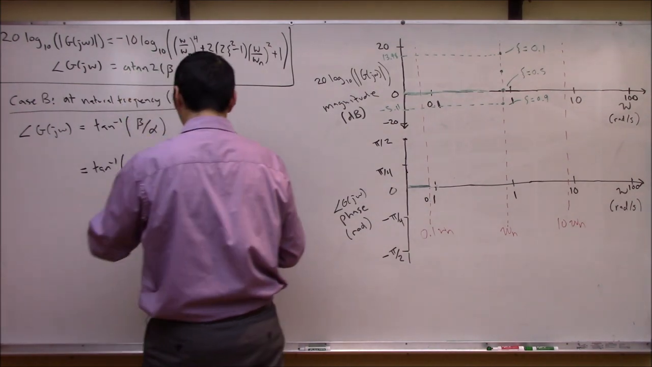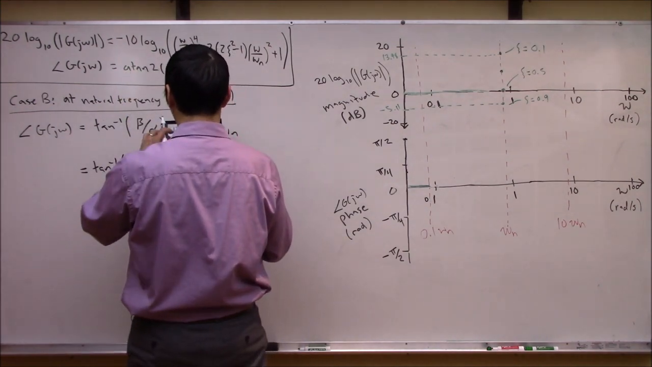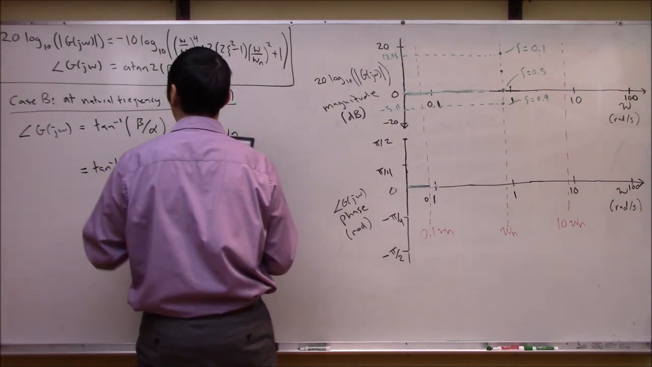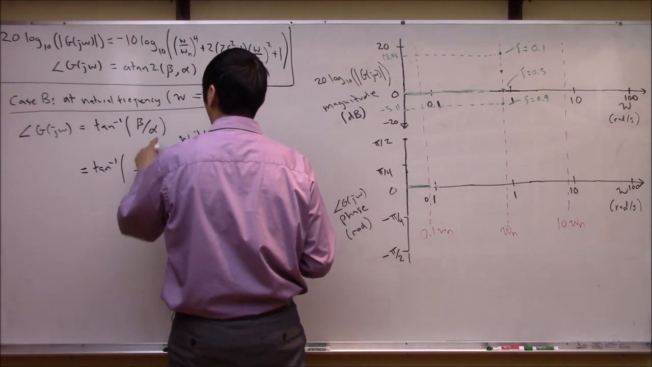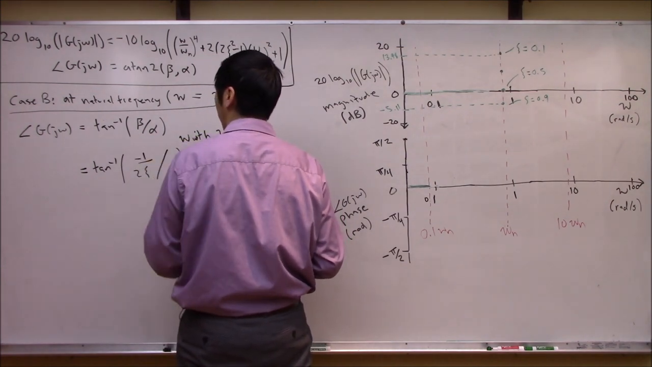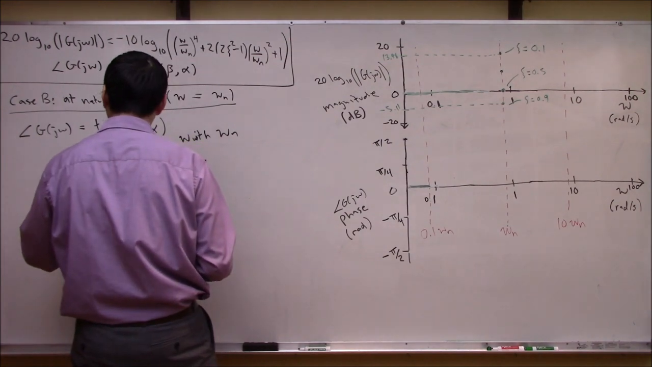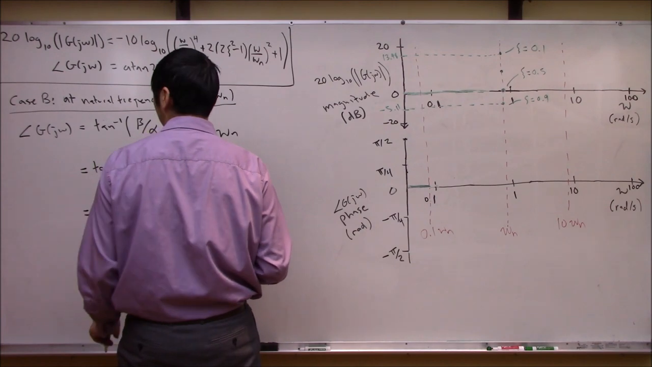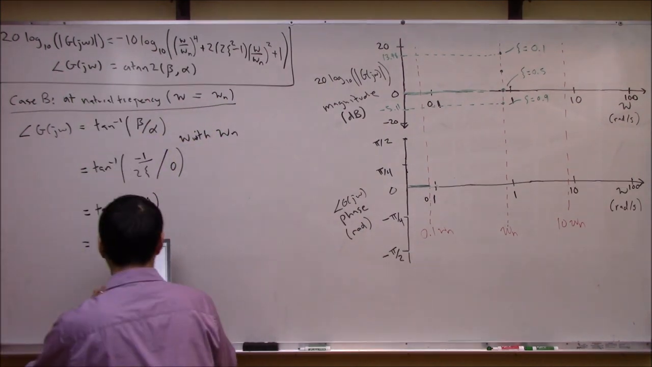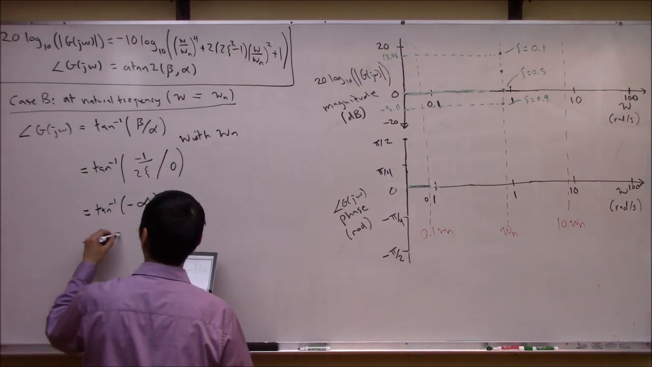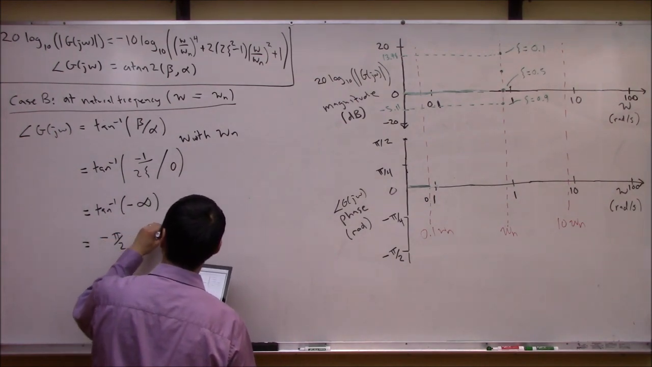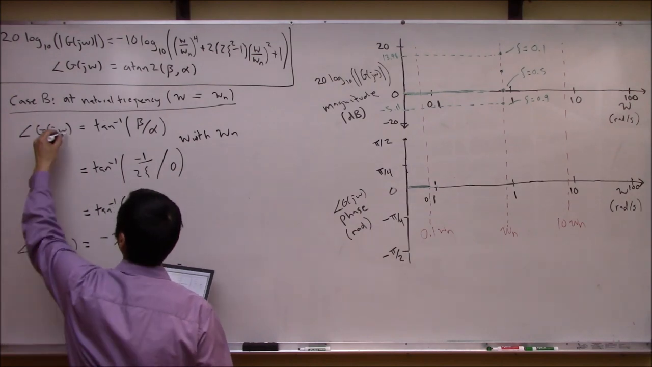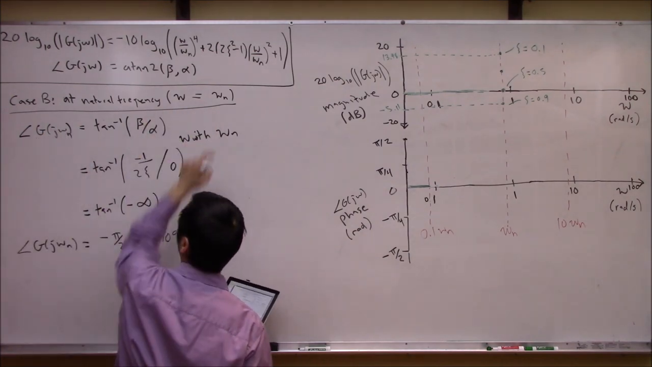So beta will actually turn out to be minus 1 over 2 zeta, right? The whole beta term turns into that. But the alpha term turns into a big fat 0 here, right? So what we end up with is tan inverse of negative infinity, which is minus pi over 2 or minus 90 degrees. So the angle of G of j, again, I screwed this up, this should be j at omega n. We're looking at when omega is equal to omega n.